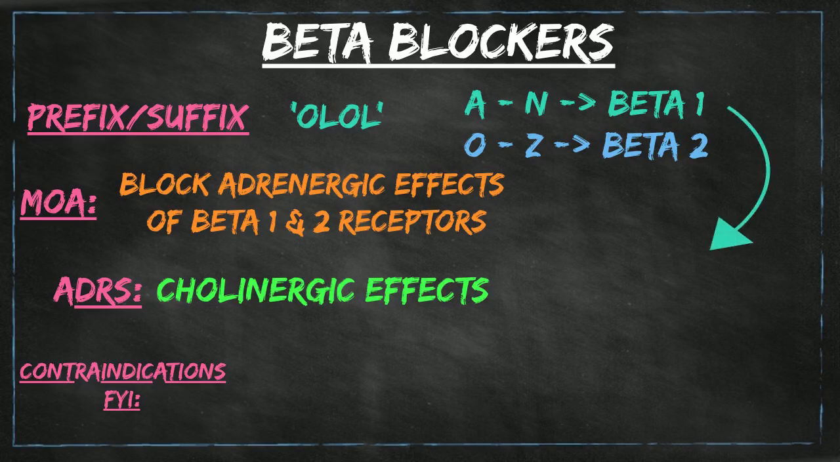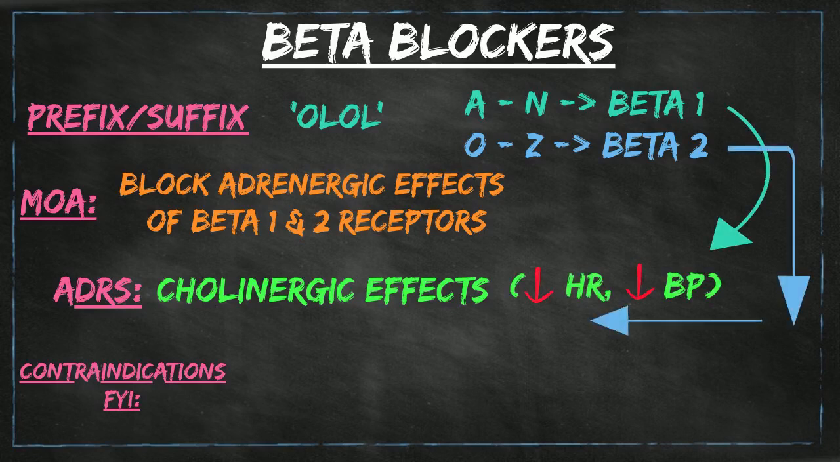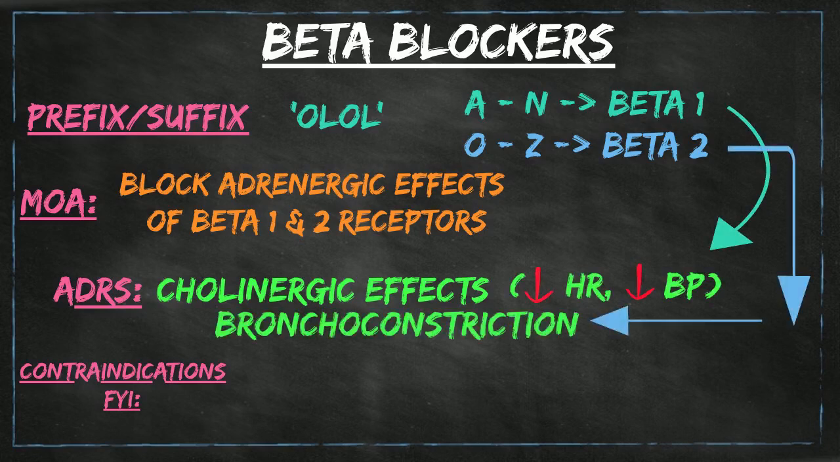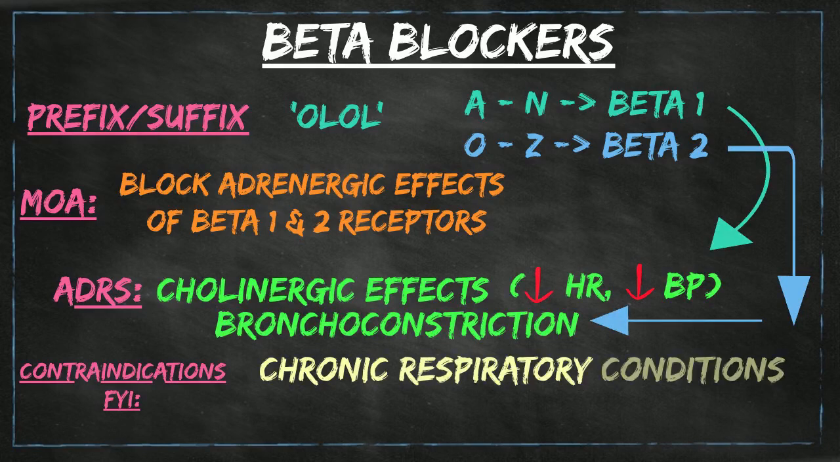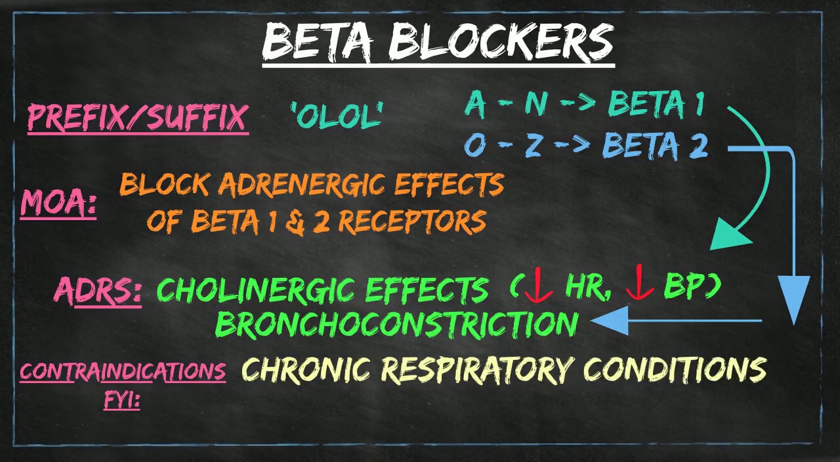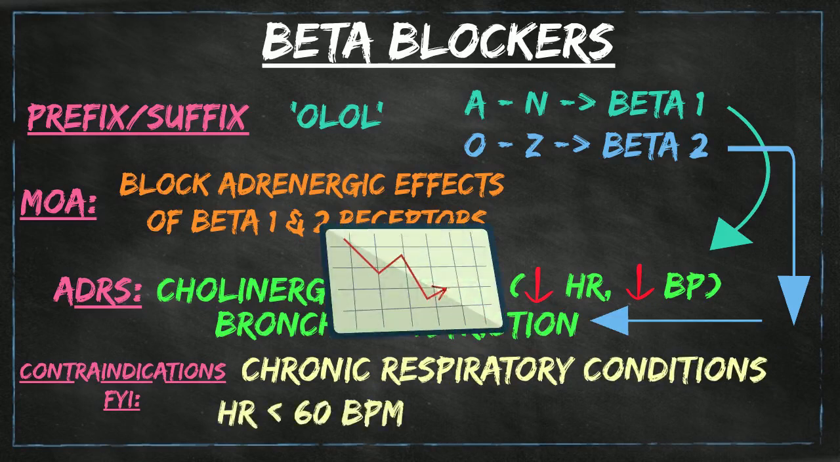Blocking beta-1 receptors results in a decrease in heart rate and blood pressure, and blocking beta-2 receptors can lead to bronchoconstriction. Therefore, beta blockers are generally contraindicated in patients with chronic respiratory conditions. If a patient's heart rate is less than 60 beats per minute, the medication may need to be held because beta blockers can compound the effect, dropping the heart rate even lower.